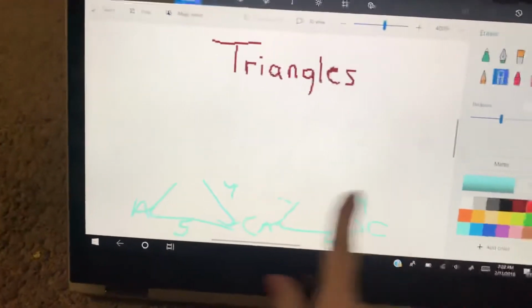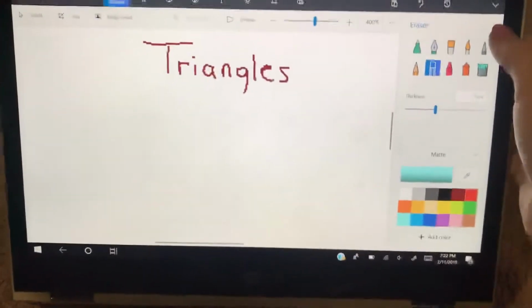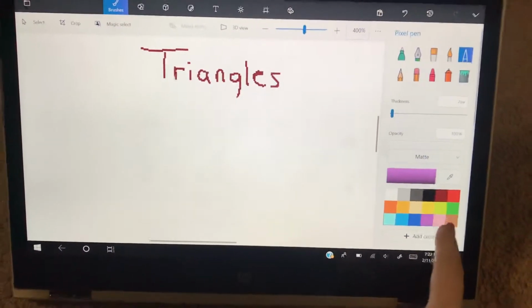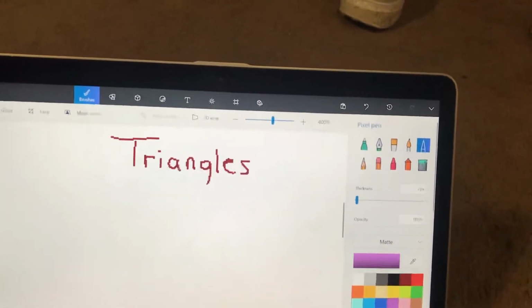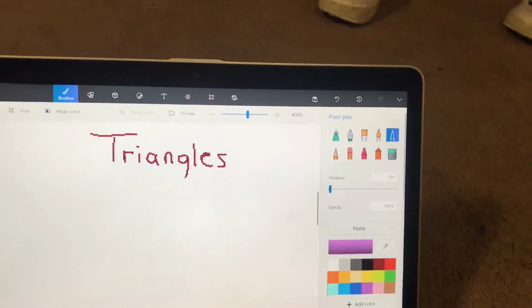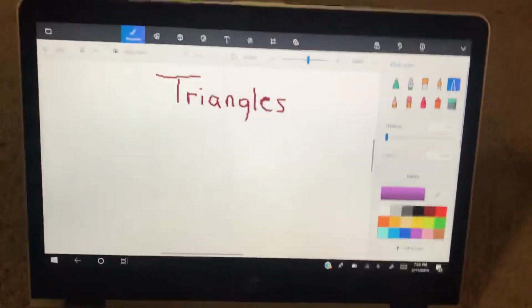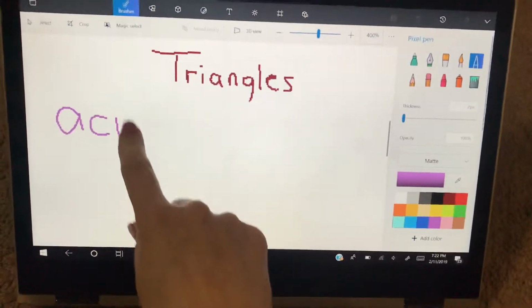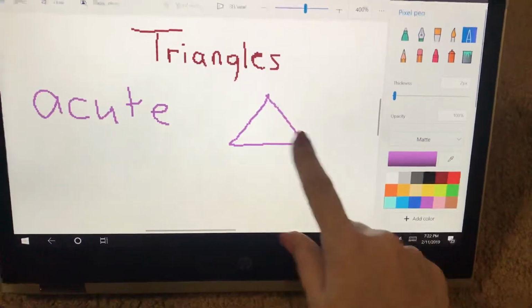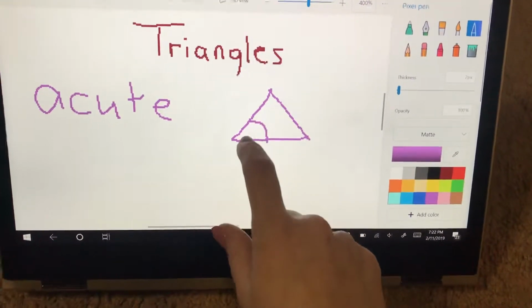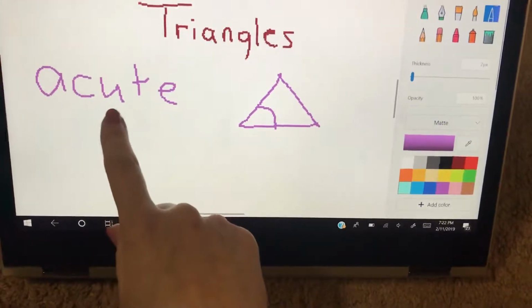Alright, now that we talked about triangles with sides, we're going to move on to talk about the triangle's angles. So there are 3 different types of categories that the triangle can fall under regarding their angles. The first one is an acute triangle. With an acute triangle, the angle within the triangle is less than 90 degrees.